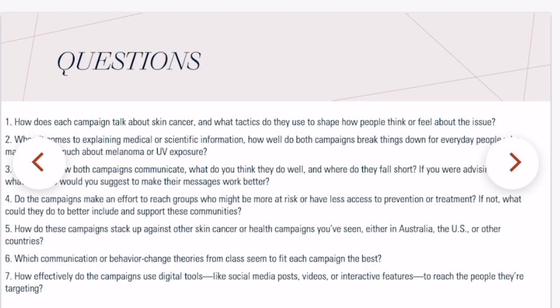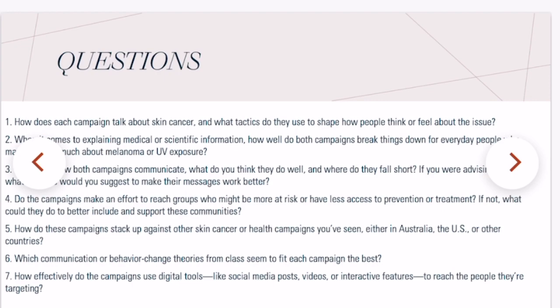So here are some questions that I made up. Question 1 is, how does each campaign talk about skin cancer? What tactics do they use to help shape how people think or feel about the issue? When it comes to explaining medical or scientific information, how well do both campaigns break things down for everyday people who may not know much about melanoma or UV exposure? Looking at how both campaigns communicate, what do you think they do well and where do they fall short? If you were advising them, what changes would you suggest to make their messages work better?